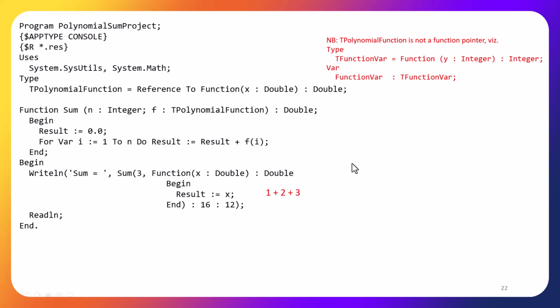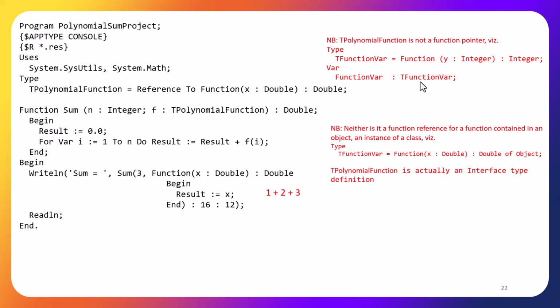So just to point out that this function type is not a function pointer. You may have encountered function pointers, which would be defined a la so, and a variable of that type would be defined or declared as shown. Neither is it a function reference for a function contained in an object, i.e. an instance of a class, because that would look like this. It is actually an interface type definition.